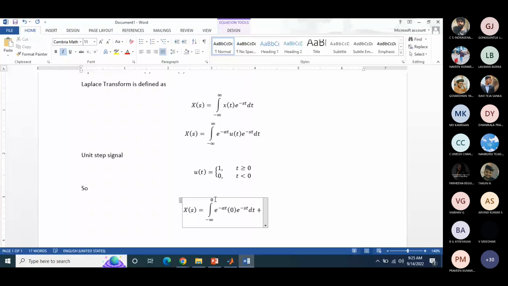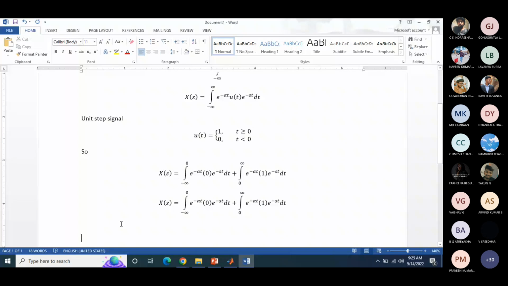Plus, now what will be the limit here? 0 to infinity. So what is the value of u of t at this time? 1. So what will happen? Finally, this integral will become what? Finally, this will become only this, correct? 1 means it will be like this, correct?